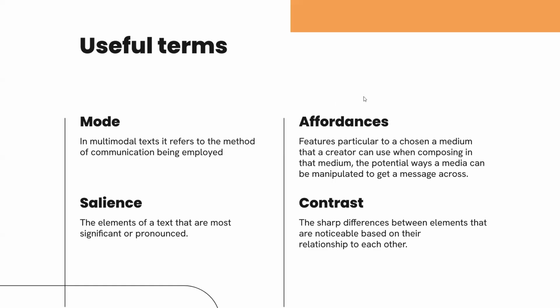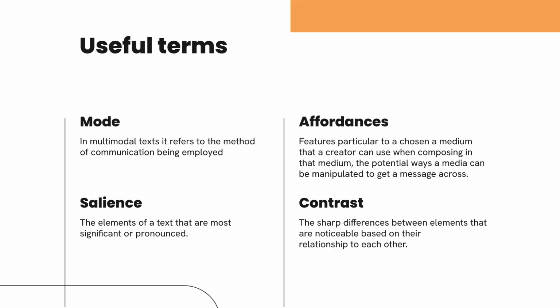Now, affordances are specific features, specific characteristics of a chosen medium or a chosen mode that the meaning creator, the person who made the thing, can use when composing the medium. So it is basically the potential things that the specific mode you choose can be manipulated to get a message across.